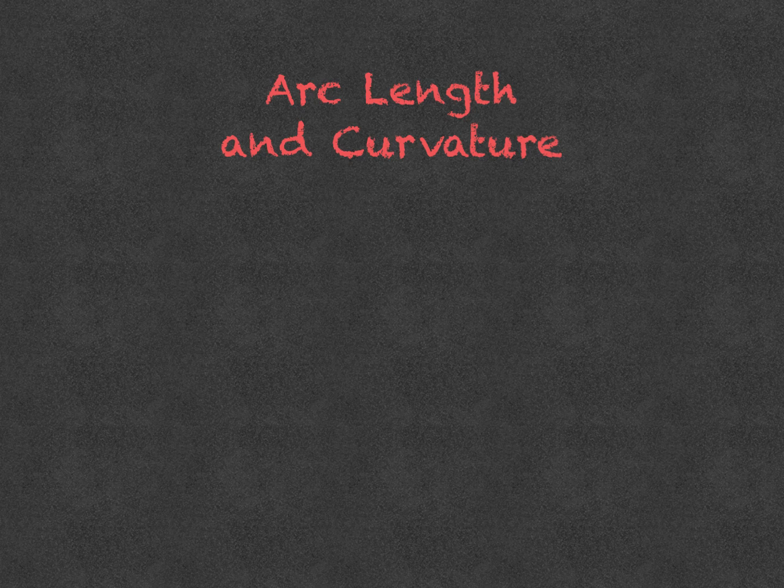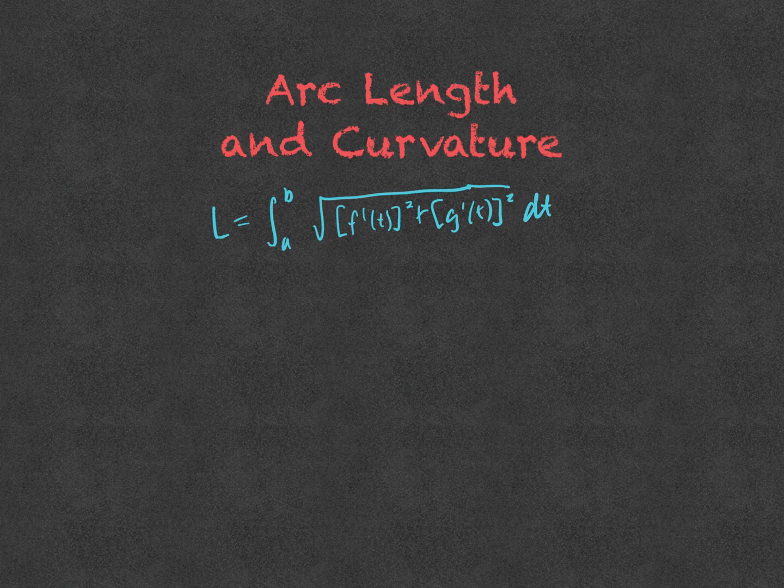In this video, we're going to look at arc length and curvature. We've done arc length a couple times in calculus already, and the arc length is given to be the integral from a to b, the square root of f prime of t squared plus g prime of t squared with respect to t in our beautiful parametrics.